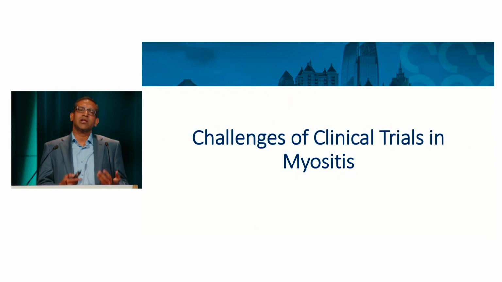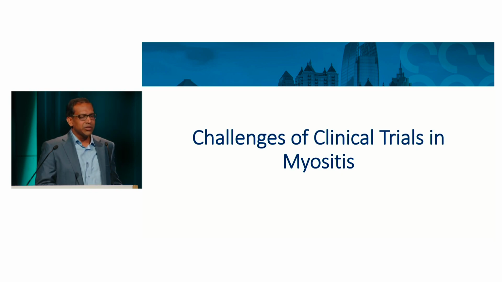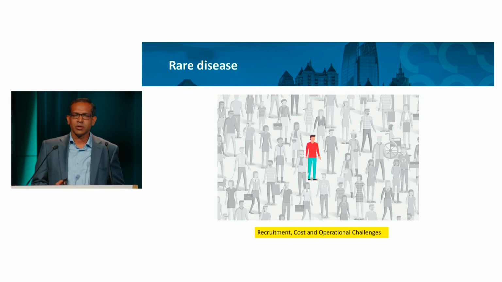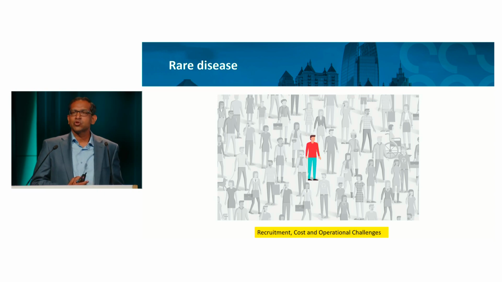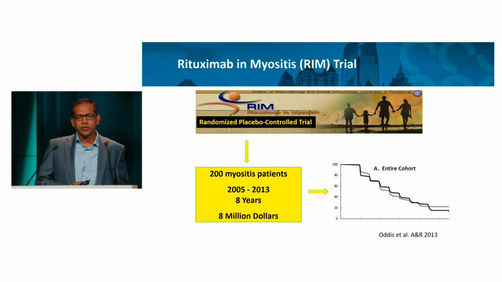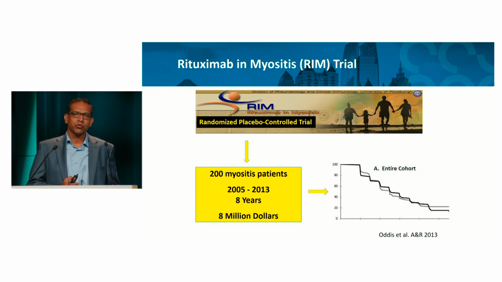When we get to the clinical trial, what are the challenges we are facing in day-to-day clinical trial life? Well, the biggest challenge, I think, is that it's a rare disease. Now, it's not an ultra-rare disease, so it's not as difficult, but it's definitely a rare disease. So recruitment is the biggest challenge that we face when we do clinical trials. And with the recruitment, obviously, cost and operations become difficult. Now, we did this rituximab in myositis clinical trial, which is still the largest clinical trial in myositis, with 200 myositis patients with adult dermatomyositis, adult polymyositis, and juvenile dermatomyositis.